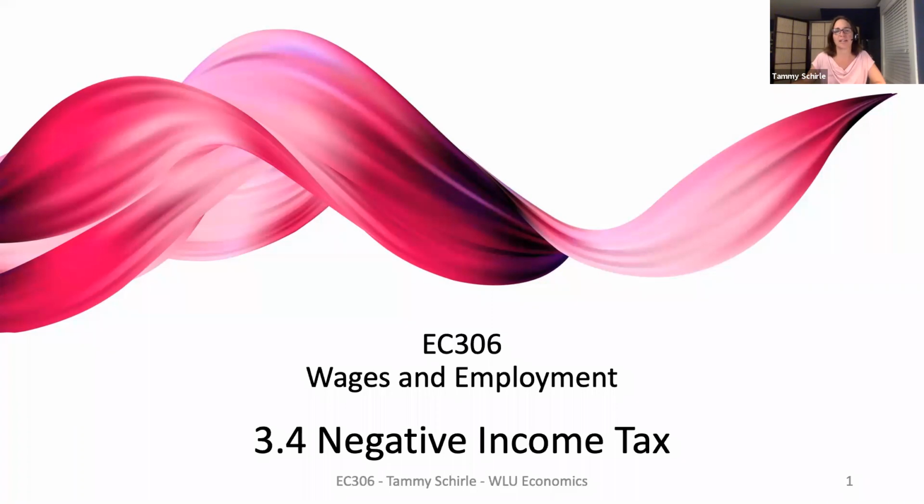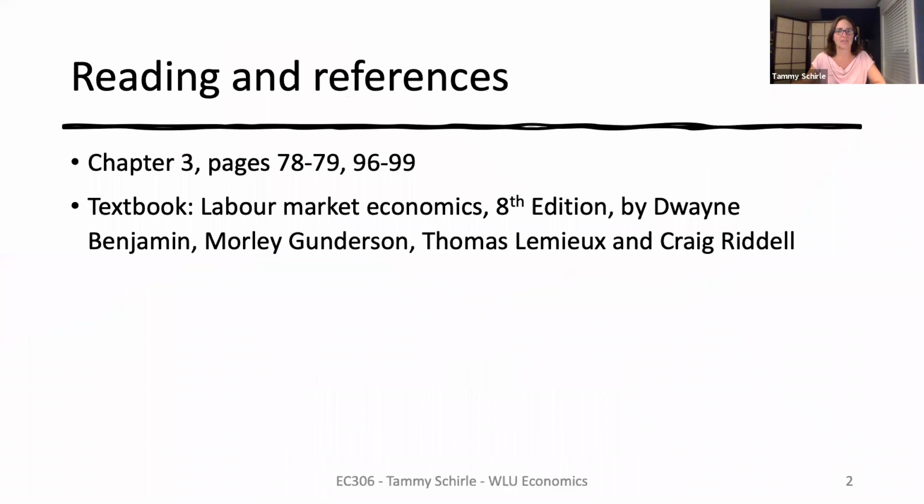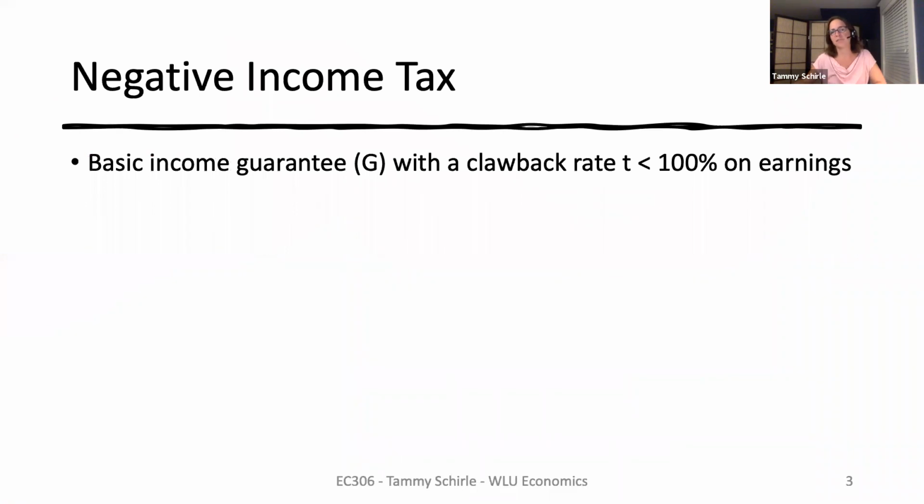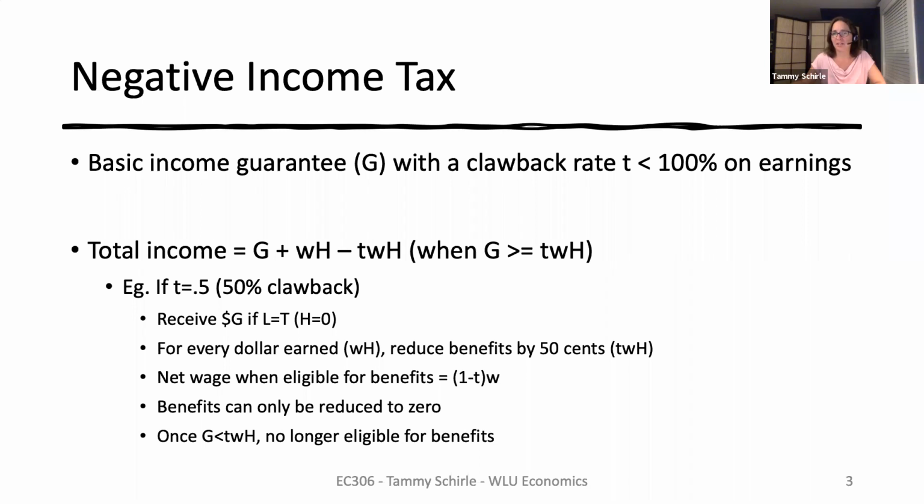Today we're going to look at a class of programs called the negative income tax. For reference, you should pair this video with readings in Chapter 3 of your textbook. A negative income tax is very similar to the welfare programs we discussed in an earlier video, except that the clawback rate is something less than 100%, so we don't have that same welfare wall that arose in that earlier example. Consider an example with a 50% clawback rate.